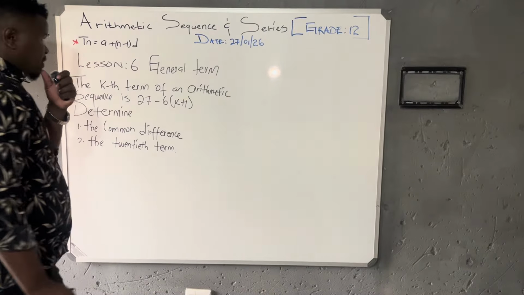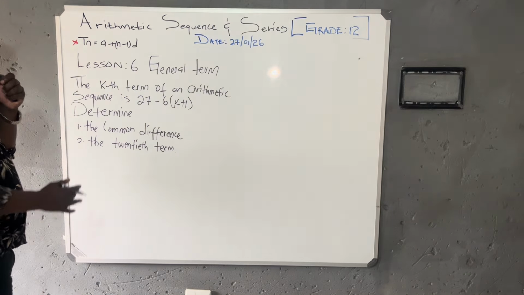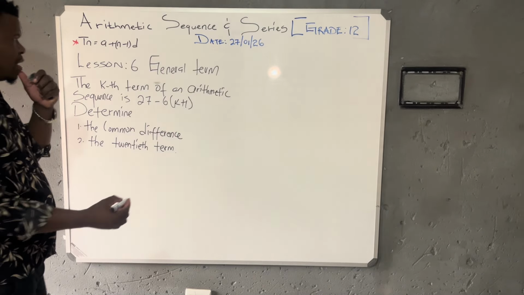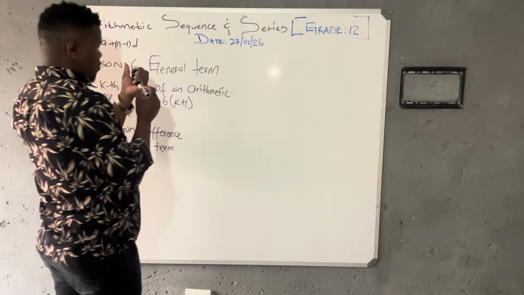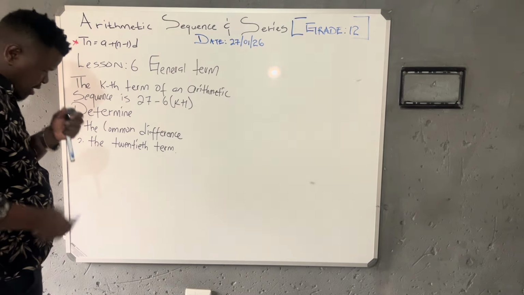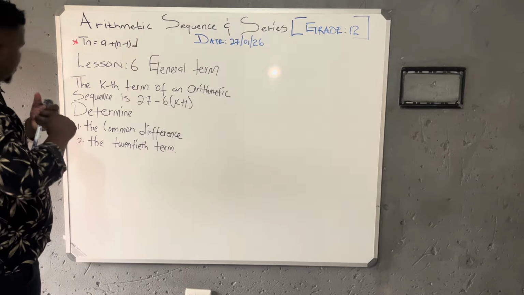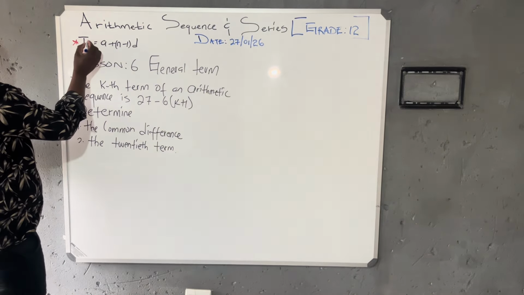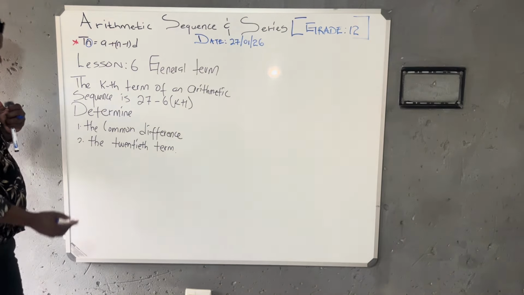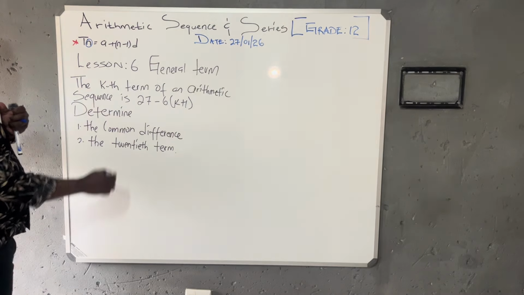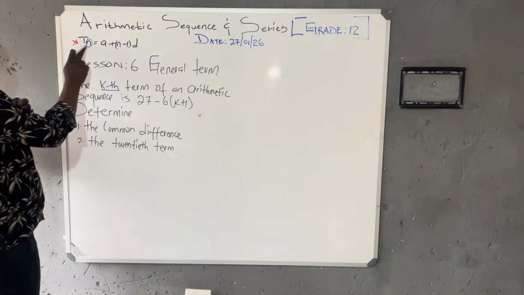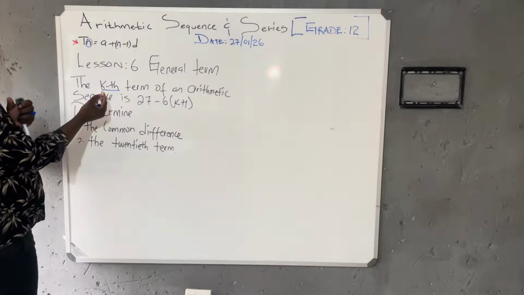Now, lesson number 6, based on general term. Remember, a general term can use any letter. It is known by many learners that for the general term, they like to use n. But bear in mind that it's not always the case. Like here, they say the k-th term. They decided not to use n, but instead they use k.